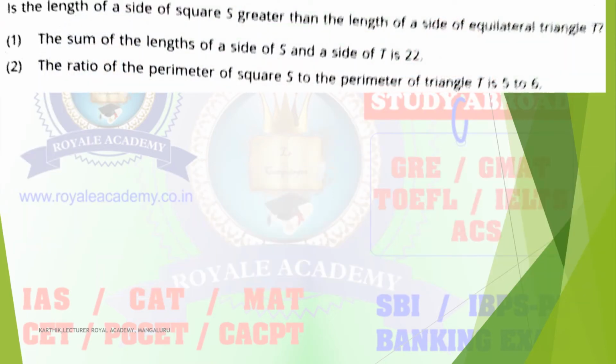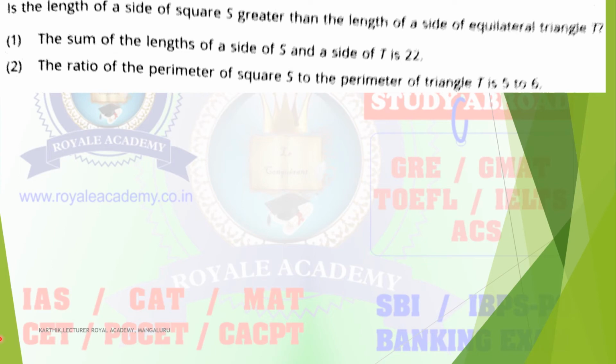Is the length of a side of square S greater than the length of a side of equilateral triangle T? Okay, two statements are given. What are the two statements? The sum of the lengths of a side of S and a side of T is equal to 22. And the second relationship: the ratio of the perimeter of square S to the perimeter of triangle T is 5 to 6. So you have to determine from which statement alone you can answer the question.